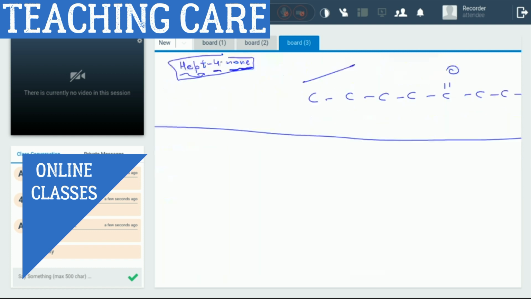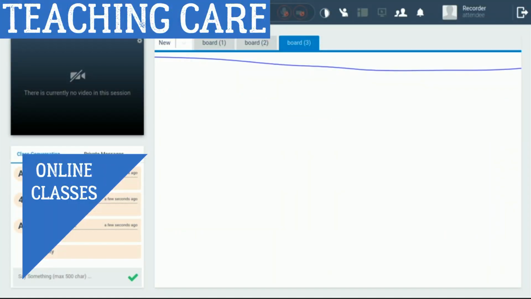Now, what do we have to start next? Any guesses? Carboxylic. Carboxylic is COOH. So, what do you think? Methanoic acid is possible or not? It won't be possible. Okay, let me check. One carbon is required, and this is the carboxylic.